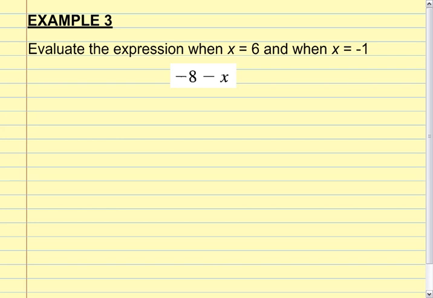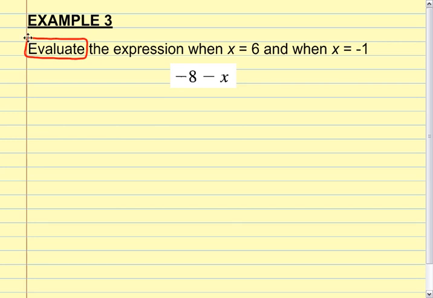Example number 3 says evaluate the expression when x is 6 and when x is -1. Let's take just a moment. Does anyone remember what that word means? We've talked about it before, and I said, remember what this word means. Every time you see it, this is what it's telling you to do.